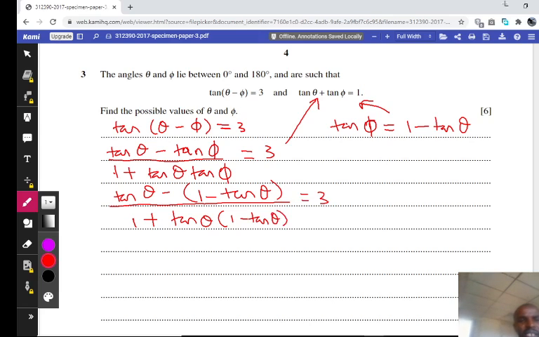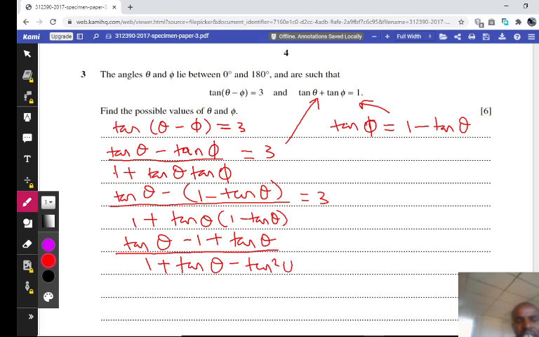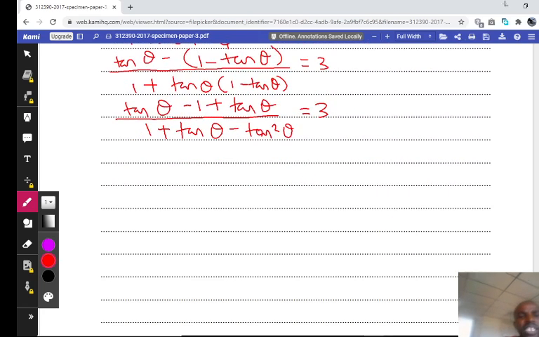Right, then you come here, you simplify or remove the brackets. Tan theta minus 1 plus tan theta, over 1 plus tan theta minus tan squared theta, is equal to 3. Like this. Right, let's simplify further. Tan theta plus tan theta is 2 tan theta here. So 2 tan theta minus 1 over 1 plus tan theta minus tan squared theta is equal to 3.